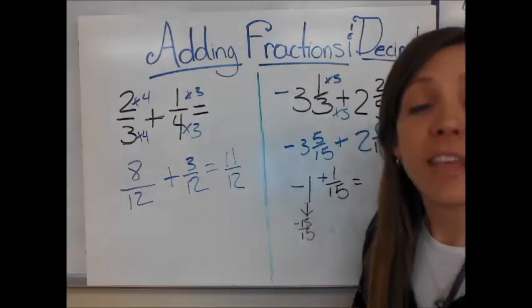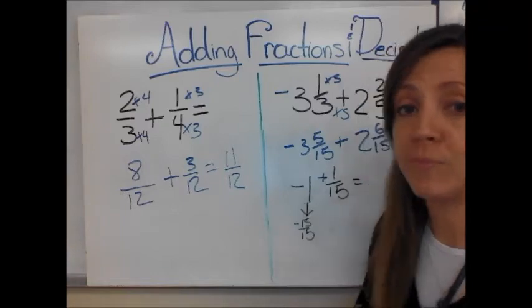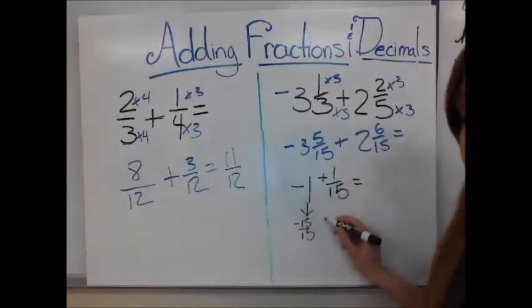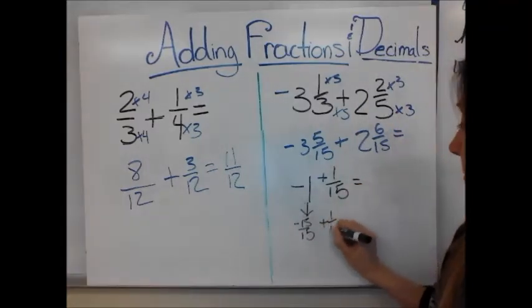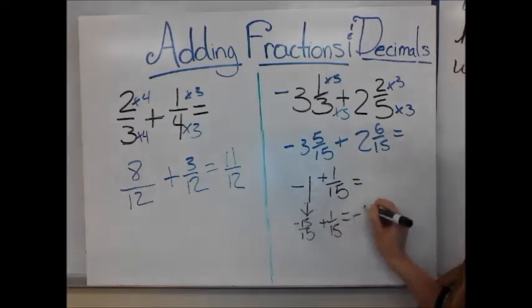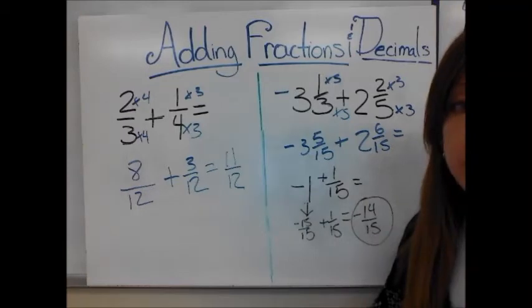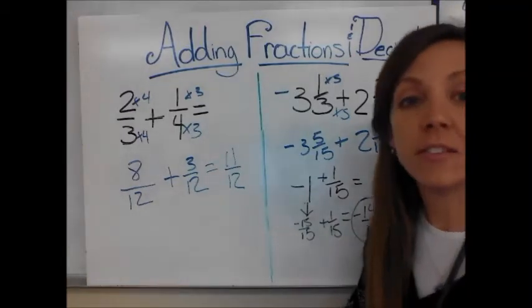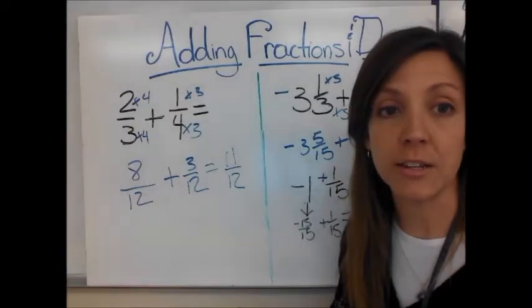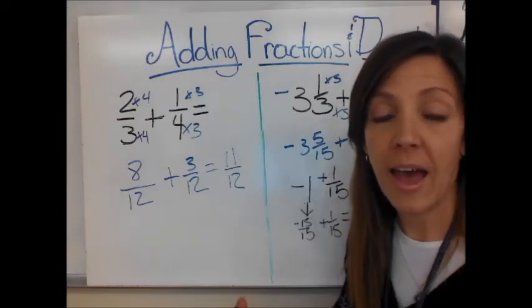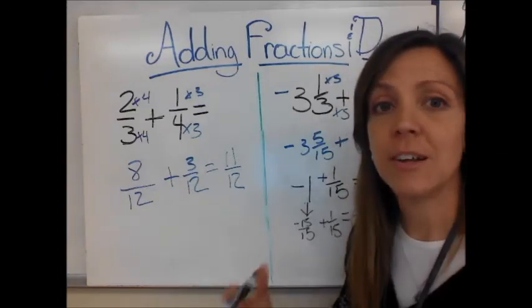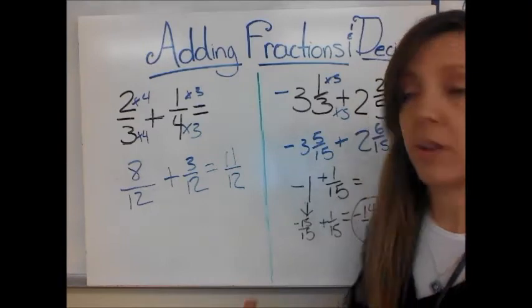-15/15 is 1 whole. So I'm going to add 1/15 to it and end up with -14/15 as my answer. Now this is the first way that you can solve adding a positive and negative mixed number. Now a second way that I want to show you.